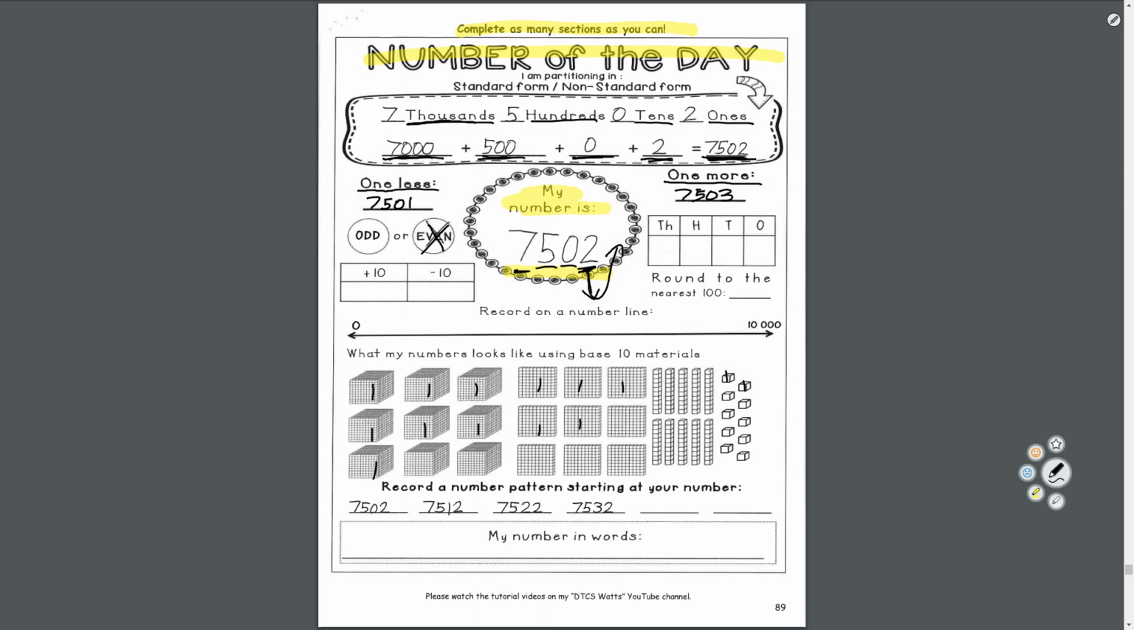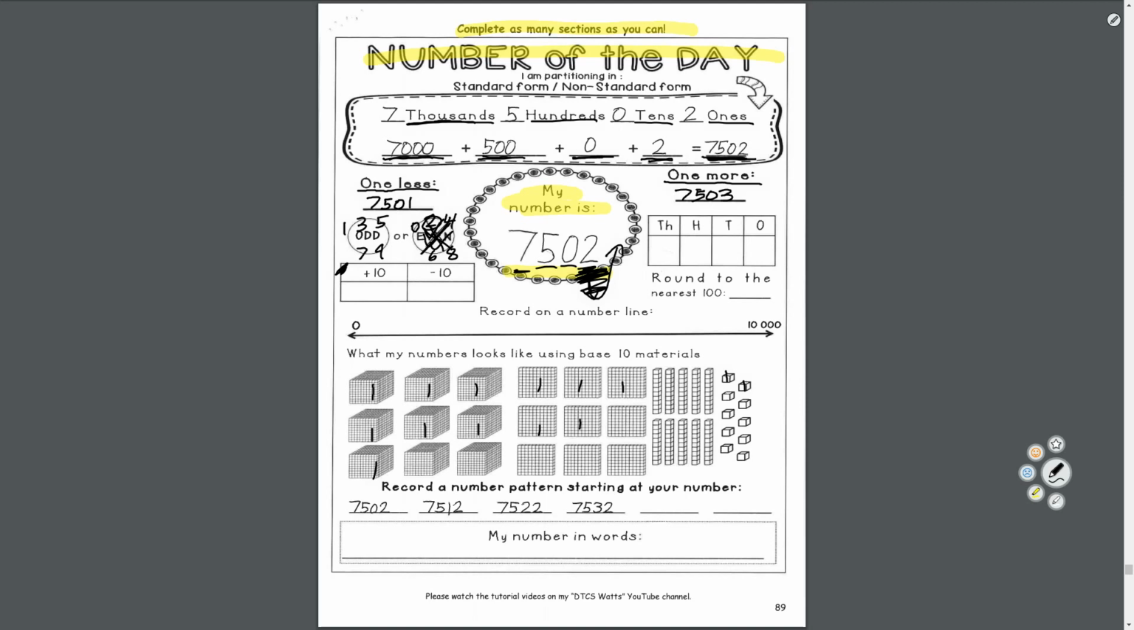How did I figure it out? Even numbers end with 0, 2, 4, 6, or 8. Odd numbers end with 1, 3, 5, 7, or 9. Our number ends with a 2. 2 is even. So that's why I picked that one.